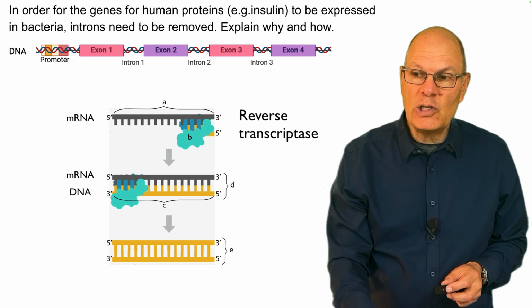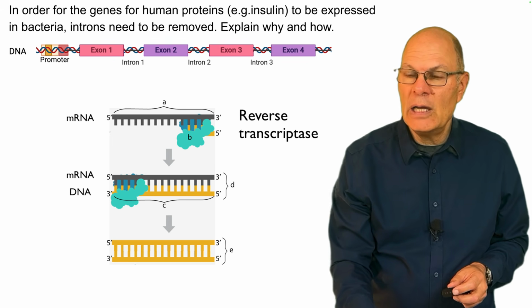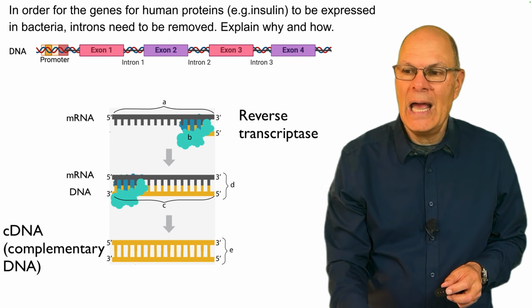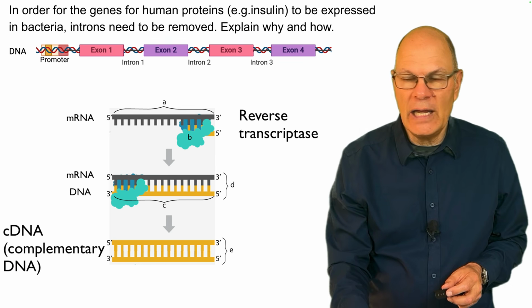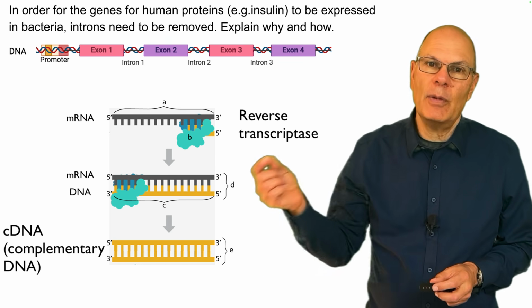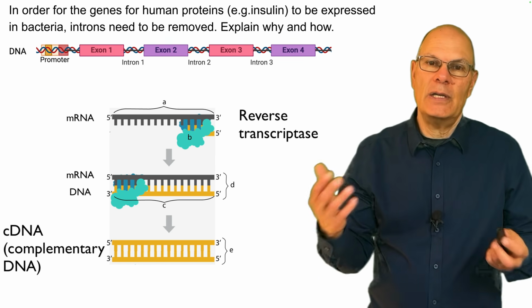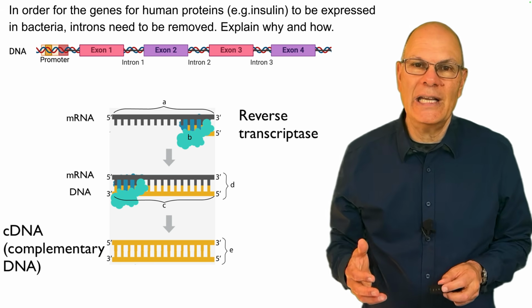You use reverse transcriptase, which is shown here at B, to create cDNA, complementary DNA, from the RNA, and then you insert that complementary DNA into the plasmid, and that's how you do your successful genetic engineering.